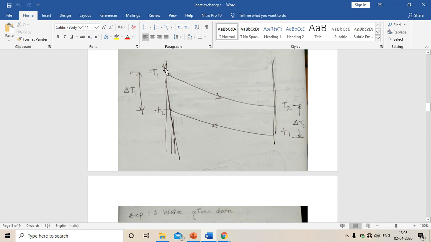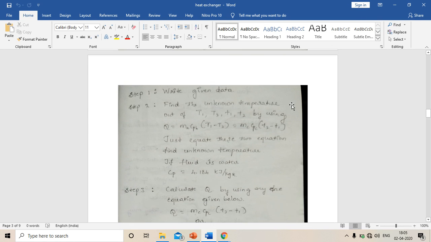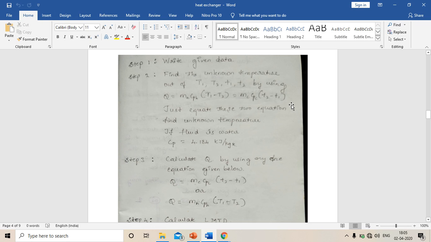It's different compared to a parallel flow heat exchanger. Delta T1 is equal to capital T1 minus small t2, delta T2 equal to capital T2 minus small t1. So you need to refer to this graphical representation of temperature while writing delta T1 and delta T2. So I'll explain the steps in solving a simple problem of a heat exchanger.